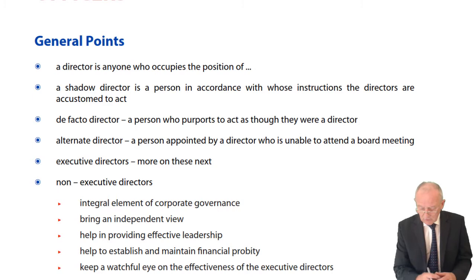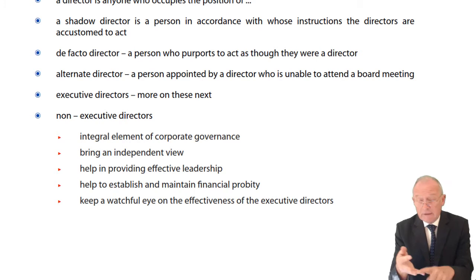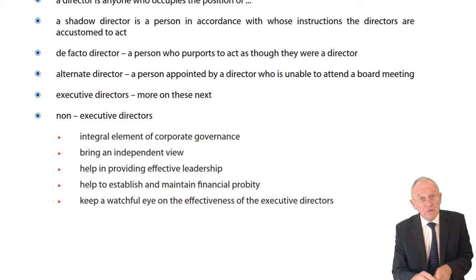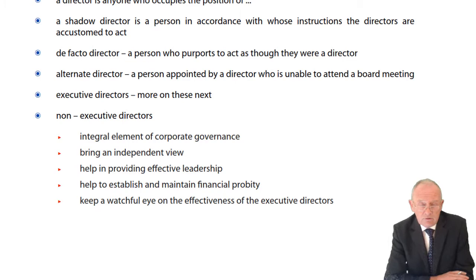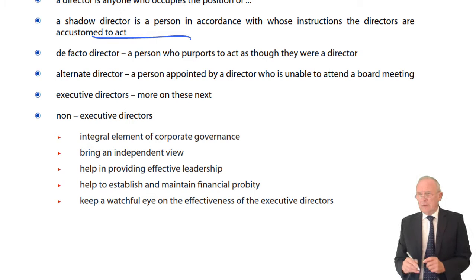Shadow director: a person in accordance with whose instructions the directors are accustomed to act. Now, the law excludes bankers, accountants and solicitors, because otherwise all auditors would be classed as directors. When auditors advise, or the bank says you must do this, or the lawyer says you have to do that, the directors will take action accordingly. So you could argue that bankers, auditors and lawyers could themselves be classed as shadow directors, but the law excludes them.